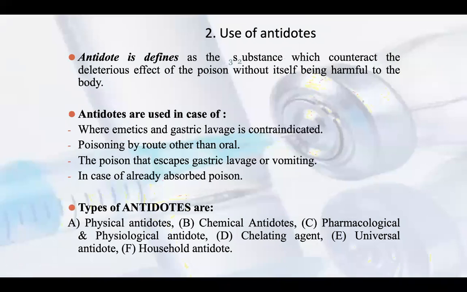So first, antidote. You can see on your screen, antidote is defined as a substance which counteracts the deleterious effects of poison without itself being harmful to the body. Means the harmful action.